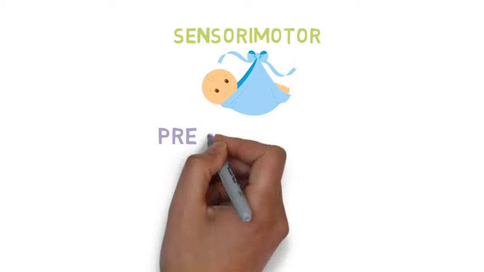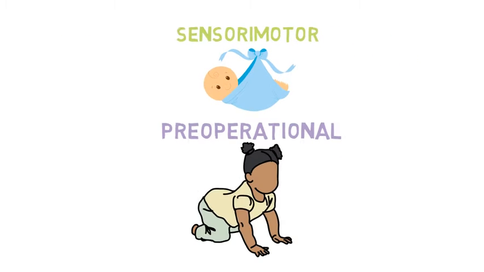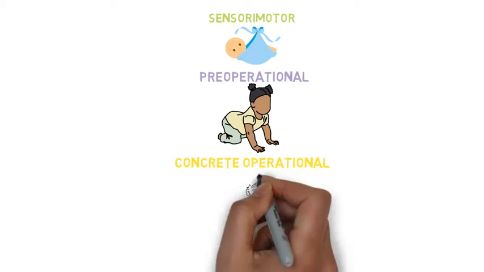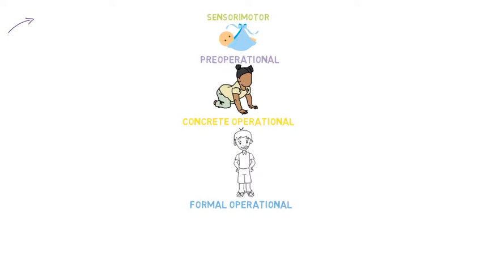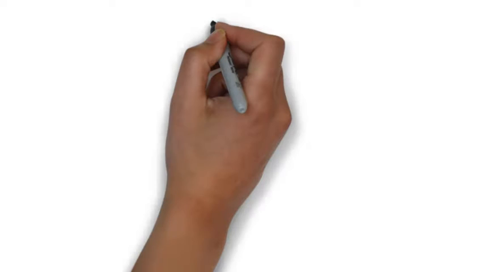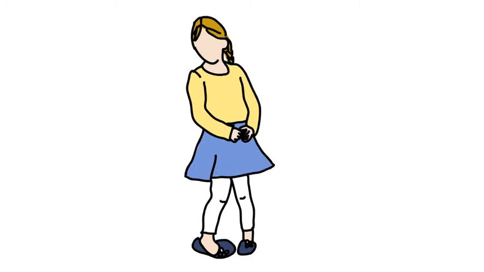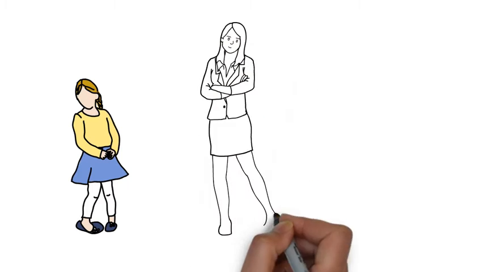Piaget's stages of cognitive development include, from birth to nearly 2, the sensorimotor stage; from 2 to 7, the preoperational stage; from 7 to 11, the concrete operational stage; and from 12 to adulthood, the formal operational stage. Adolescence is the transition period from childhood to adulthood, extending from puberty to independence.